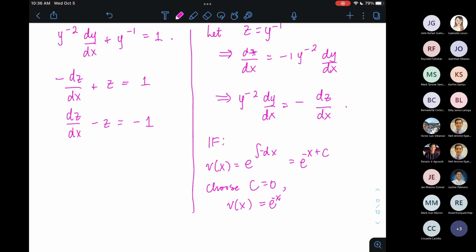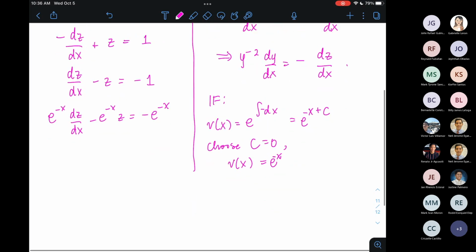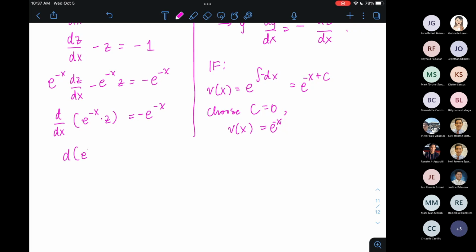All right. So I multiply both sides by e to the power minus x. So I'll have e to the minus x dz over dx minus e to the minus x z equals negative e to the minus x. And then the integrating factor was chosen in such a way that this guy will be the derivative of the product of e to the minus x and z. So basically, this would be d/dx of e to the minus x times z equals negative e to the minus x. All right. And then I'll multiply both sides by the differential of x. So this would be differential of e to the minus x times z equals negative e to the minus x dx. And then we integrate para mawala yung mga differentials, right?